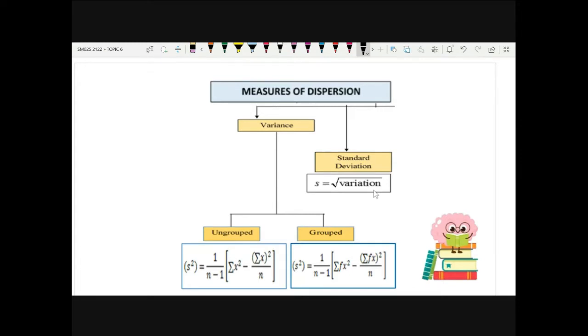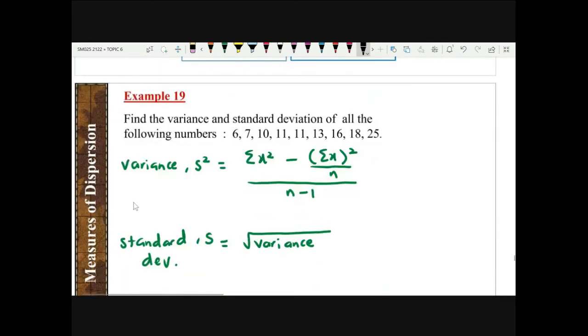Itu sahaja. Okay. Kita terus jawab example. Saya letak satu-satu ni dalam nota. Satu for group, another one for ungroup. We go for ungroup first. Alright, find the variance and standard deviation of all the following number we have set of data here. Okay, so before start finding the variance, remember focus on the formula. Formula to find the variance is summation of x squared minus square of summation x divided by n, the whole thing divided by n minus 1.